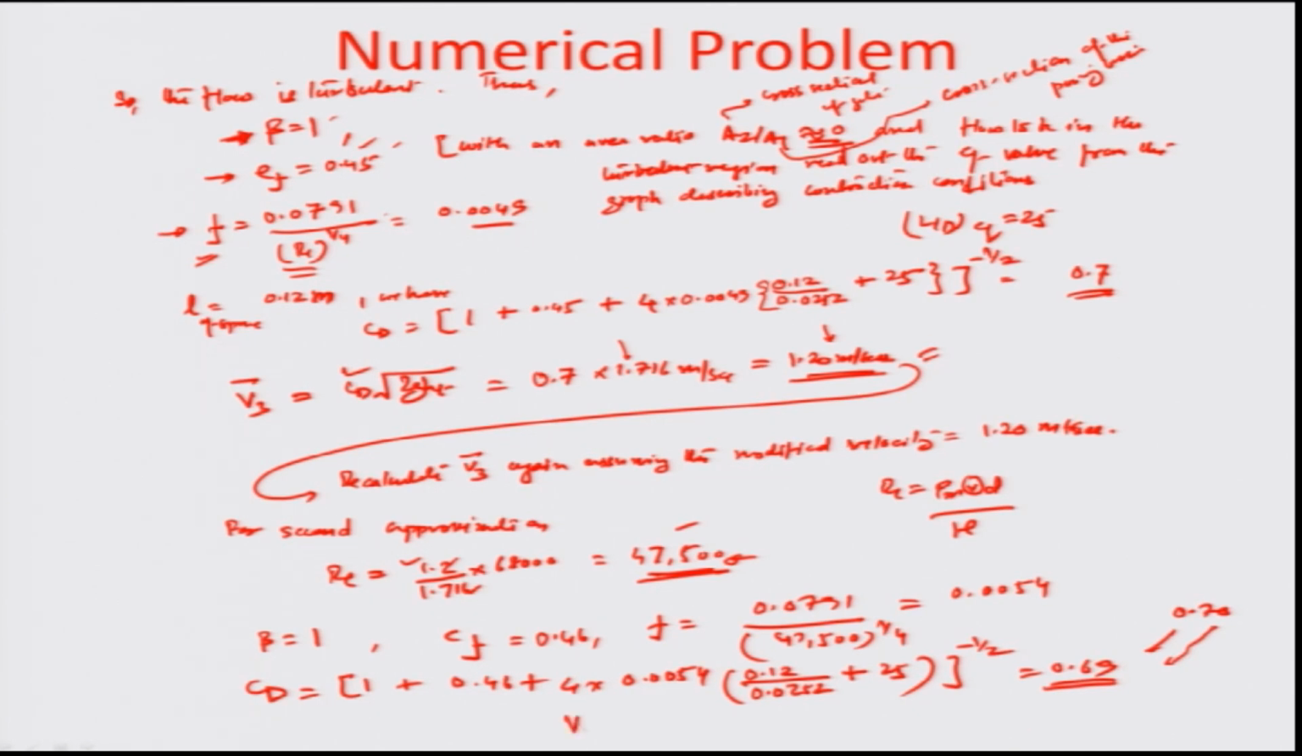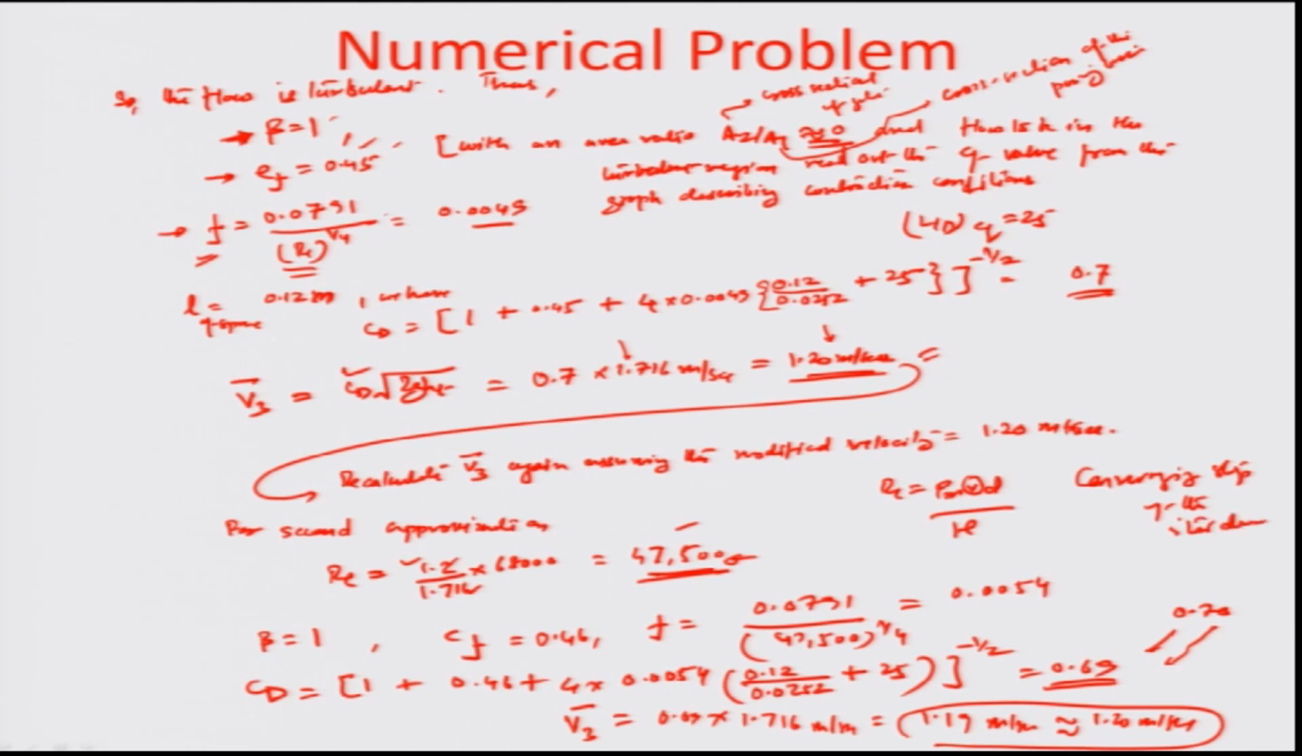So, you can say that the velocity V3 in this particular case is very close to that obtained earlier. It is 0.69 times 1.716 meter per second. So, this is about 1.19 meters per second, which is quite close to 1.20 meters per second, which was obtained earlier. So, this is the converging step of the iteration, and I can say that iteratively I have arrived at a CD value close to about 0.69, which actually seems to be a reasonable estimation of the frictional factor in this particular case.